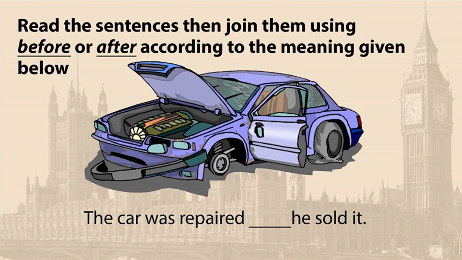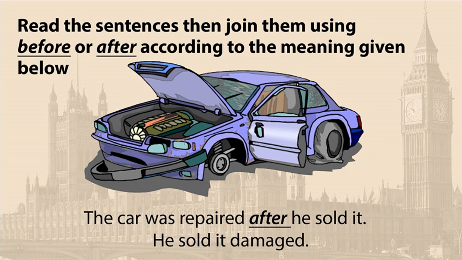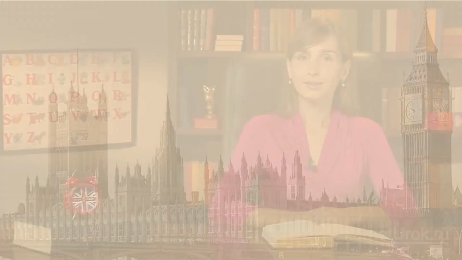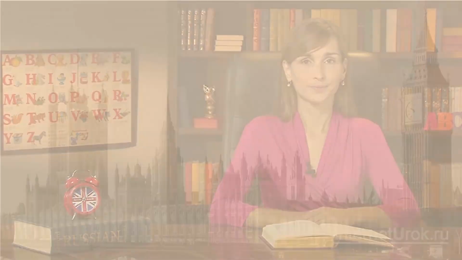The car was repaired after he sold it. Машина была отремонтирована после того, как он ее продал. He sold it damaged. Он продал ее поврежденную. Did you get the idea? Excellent. Now let's read a love story. But to read it, you need to put the verbs into the correct tense, past simple or past perfect.